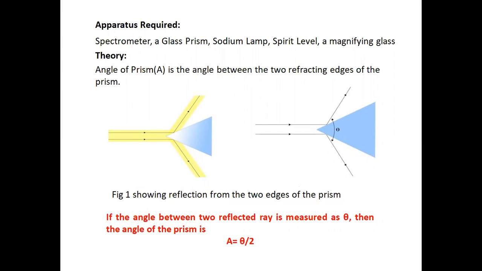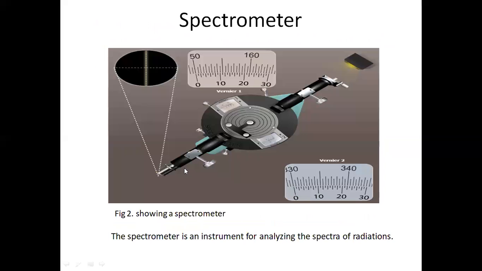So angle of prism is the angle between the two refracting edges of the prism, and when the light is reflected from both the faces of the prism, the angle is measured, and half of that angle will give you the angle of prism. If the angle between the two reflected lights as measured is theta, then the angle of prism is theta by 2 as shown in this figure.